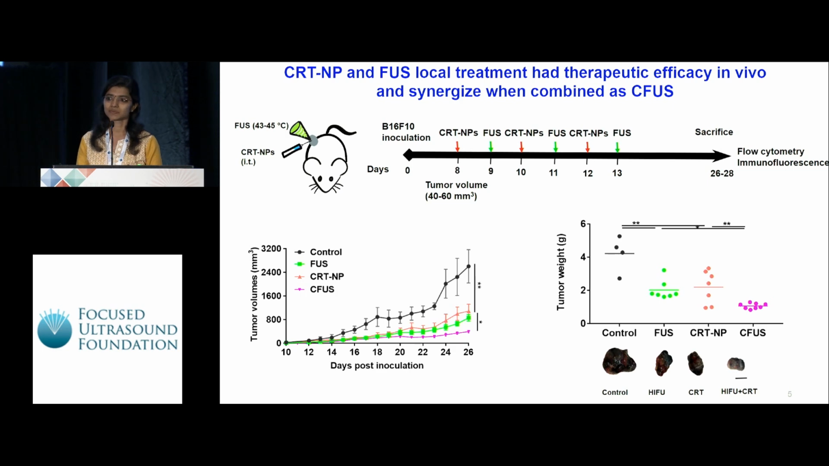Three intratumoral injections of CRTNPs were performed 2 days apart, and focused ultrasound heating was performed 24 hours after each injection. Focused ultrasound and CRTNPs alone were able to significantly suppress tumor growth by greater than 50% compared to the control tumors. However, the combined CFUS therapy was much better than the individual treatments by themselves. This was also evidenced by a significant decrease in the tumor size and weights of the CFUS-treated tumors compared to the other groups, as you can see here.